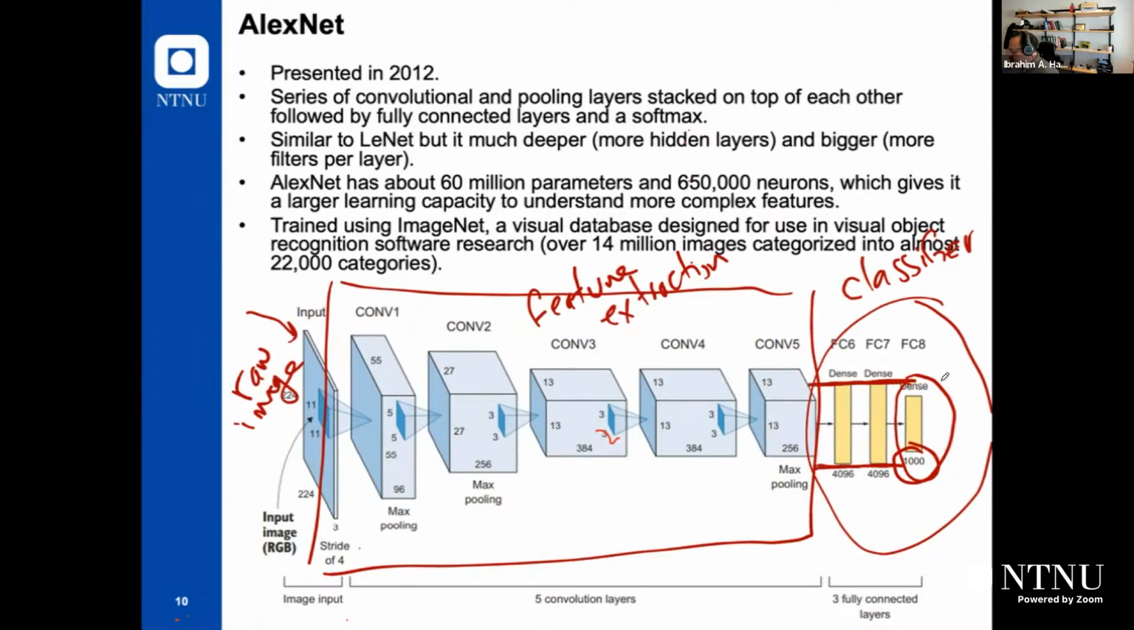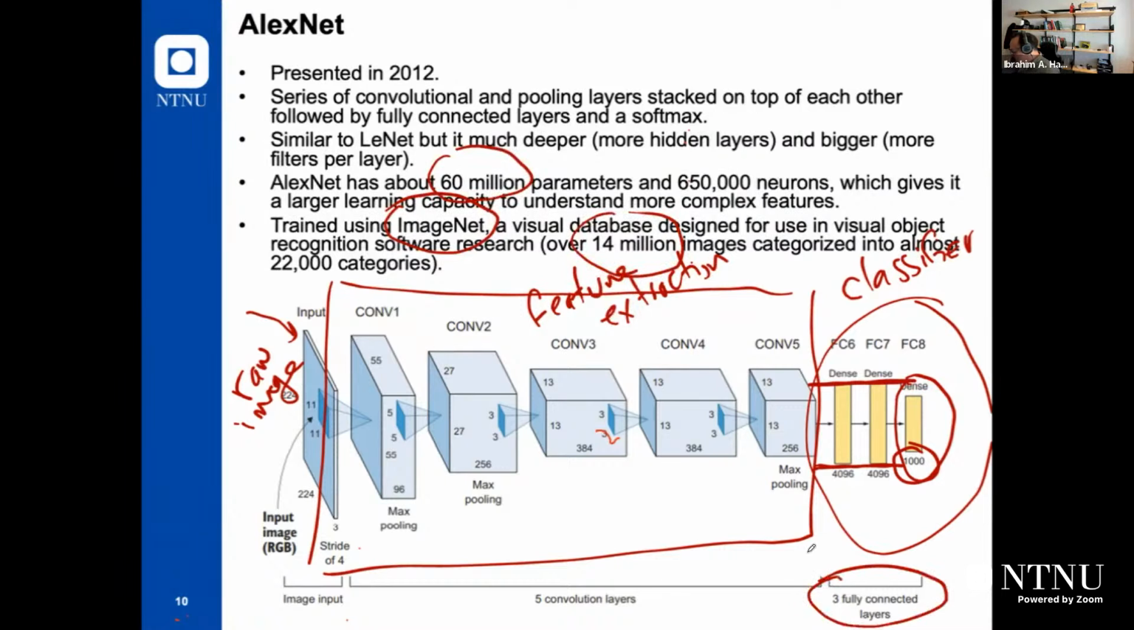And it's trained using ImageNet. This model has been trained using ImageNet, which is a visual database designed for use in visual object recognition. This dataset consists of more than 14 million images categorized into 22,000 categories. More than 14 million images have been used for training this model. So just compare the number of parameters, 60 million. If you need to train those 60 million parameters, at least you need something in this range, 14 million images.